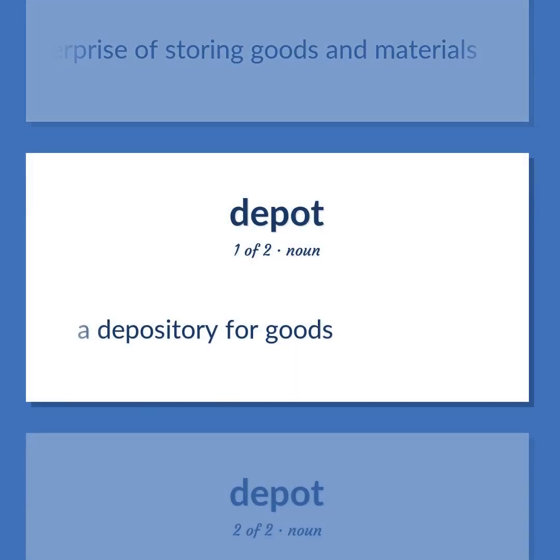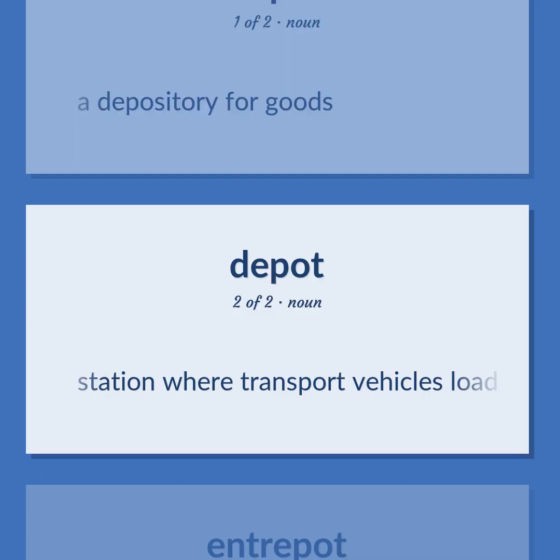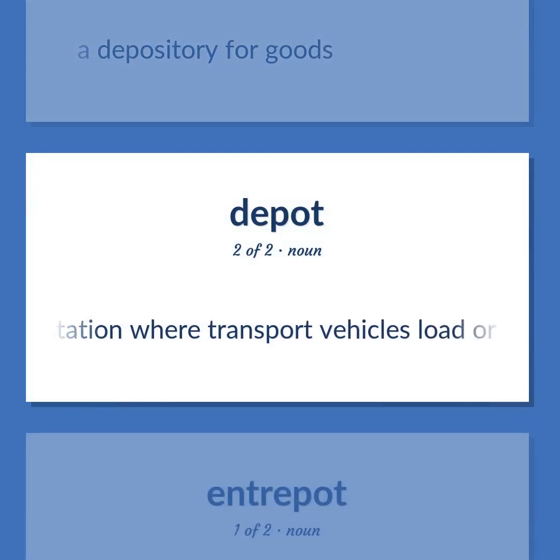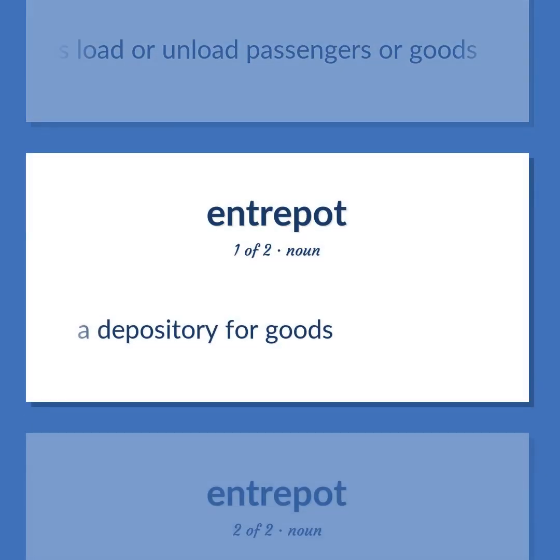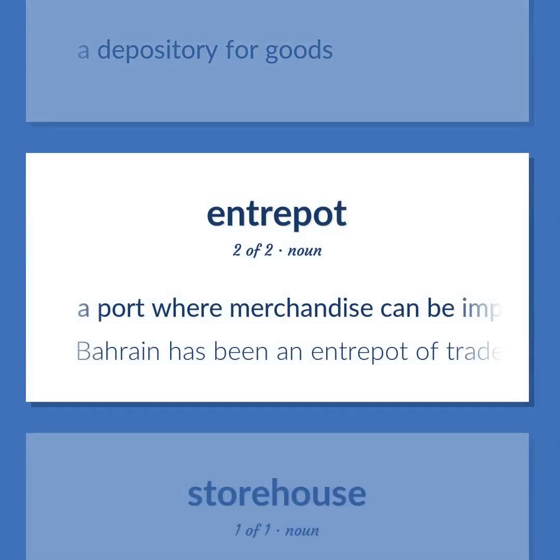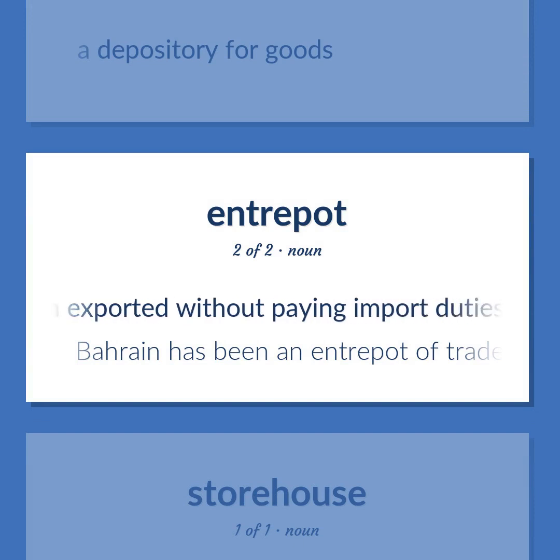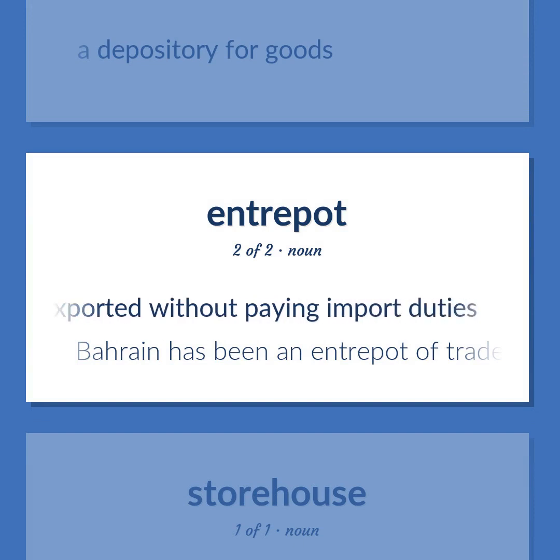A depository for goods. Station where transport vehicles load or unload passengers or goods. A depository for goods. A port where merchandise can be imported and then exported without paying import duties. Bahrain has been an entrepot of trade between Arabia and India since the 2nd millennium BC.